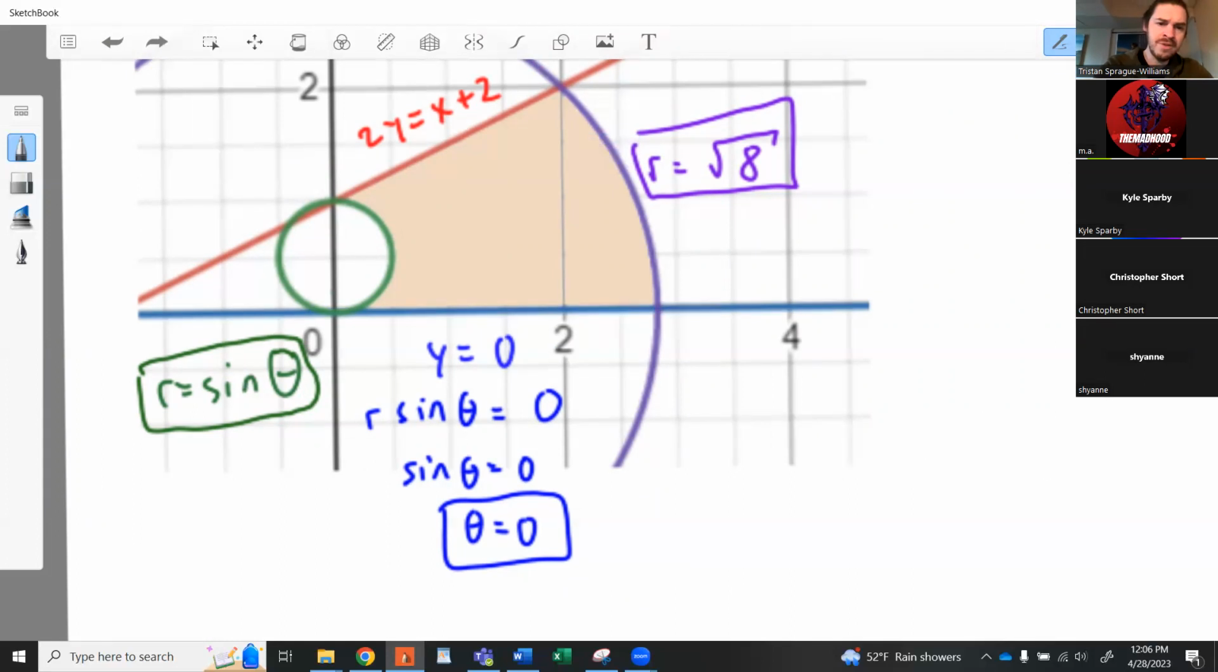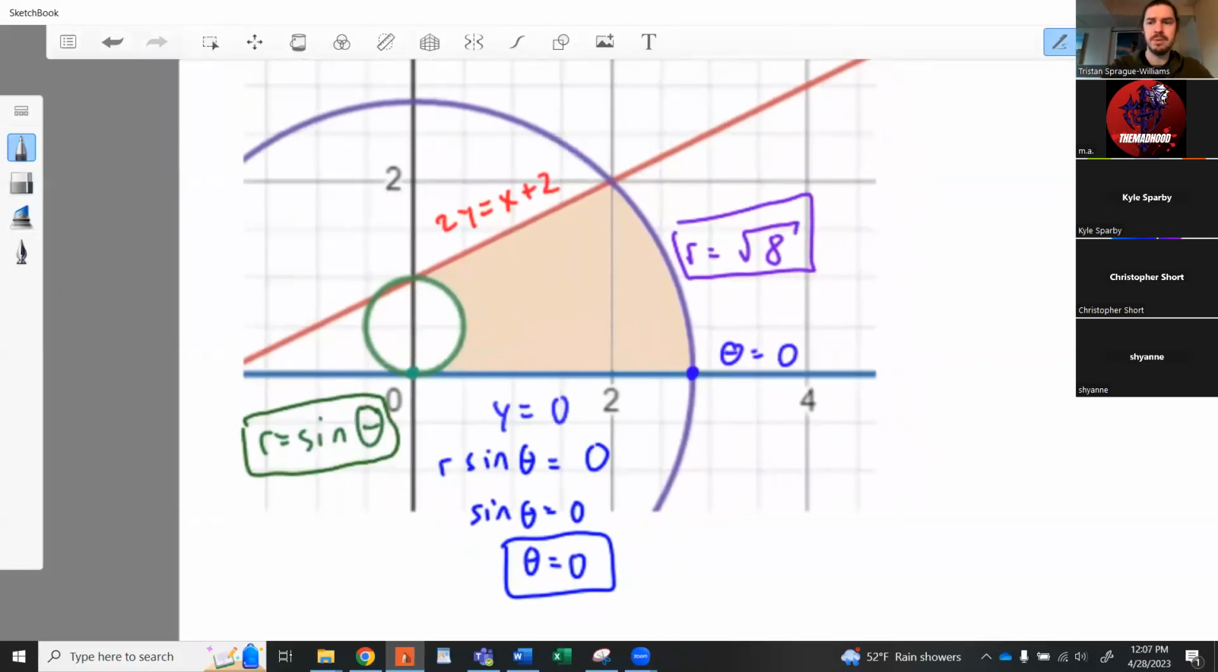Now over here, we have a point where the blue and the green meet. At that point, we have theta equals 0. And at this point over here, where the purple and the blue meet, at that point, we likewise have theta equals 0 as well. So theta equals 0 is going to be one of the limits of integration when we finish setting it up.